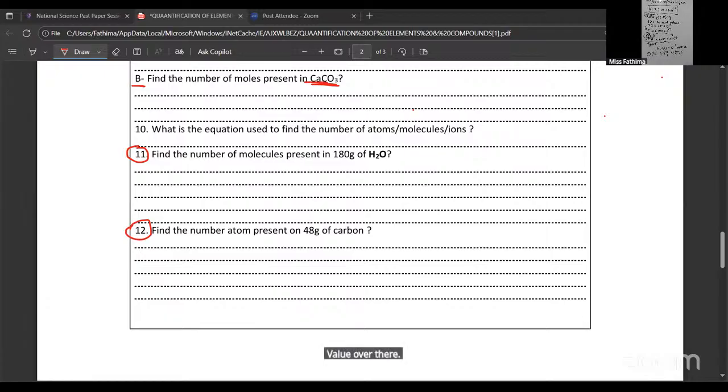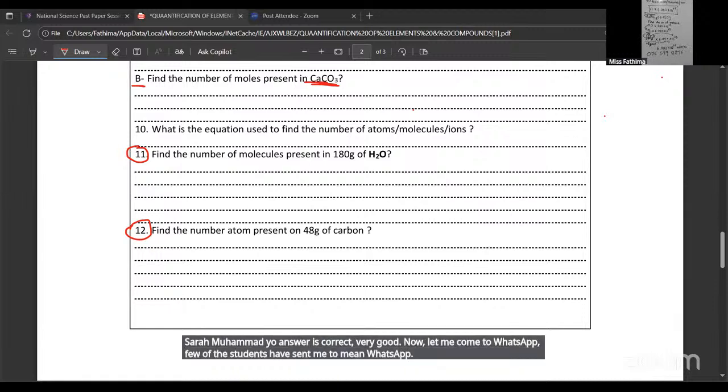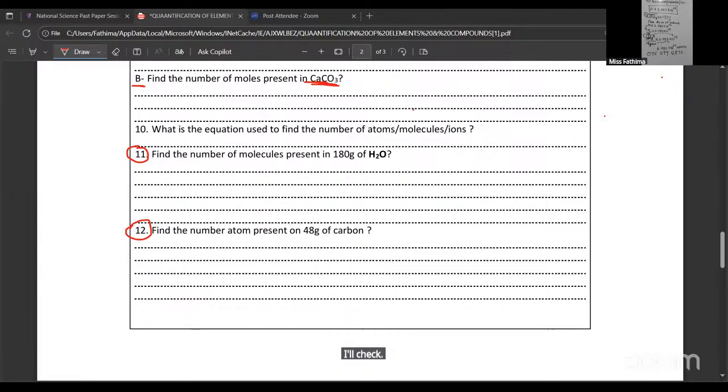Sarah Muhammad, your answer is correct. Very good. Now let me come to WhatsApp. Few of the students have sent it to me in WhatsApp. I'll check. Oh my goodness, how many messages I have got? Okay, give me a minute. Ibrahim, check your answer. It is not that. No. Check it.